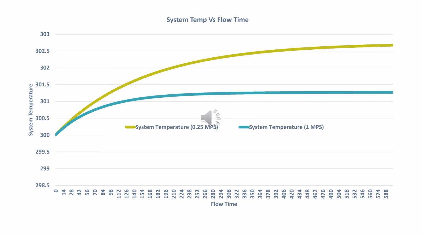This represents the system temperature with respect to flow time. We have two velocities, 0.25 meter per second and 1 meter per second. Clearly, the system temperature at 0.25 meter per second is comparatively higher as compared to 1 meter per second.